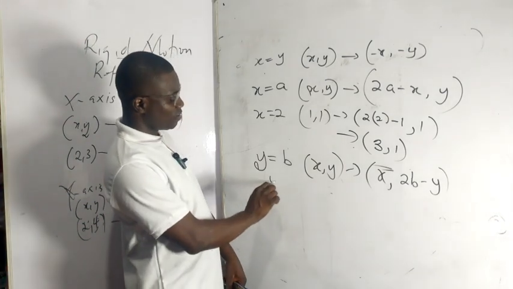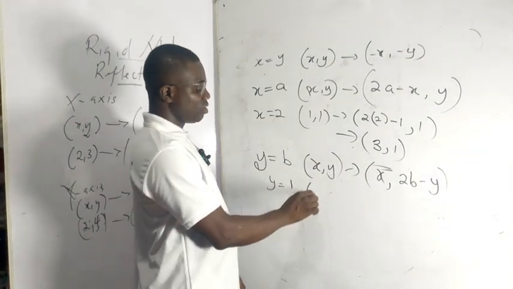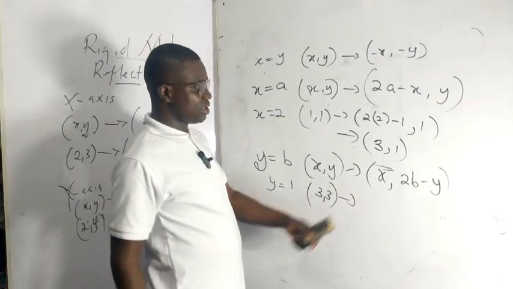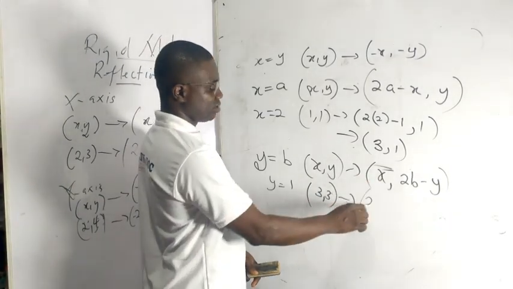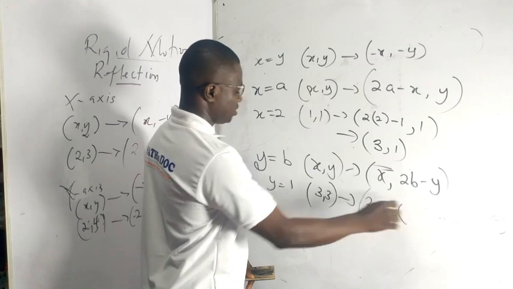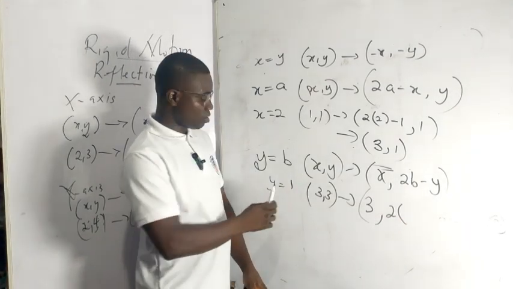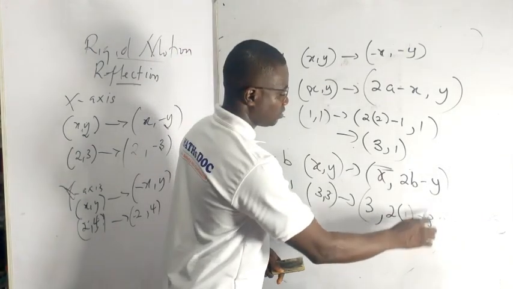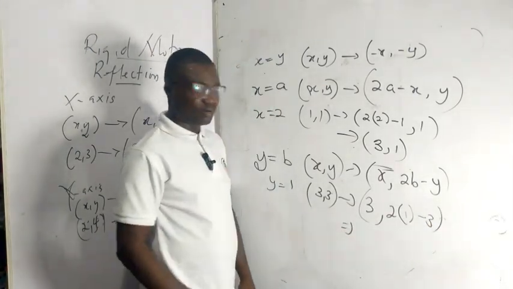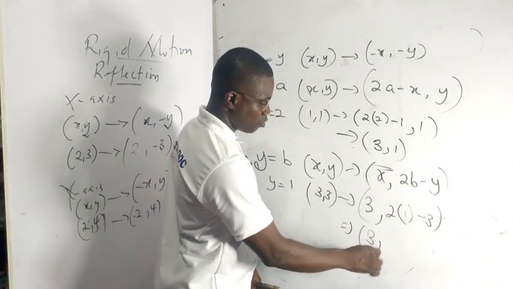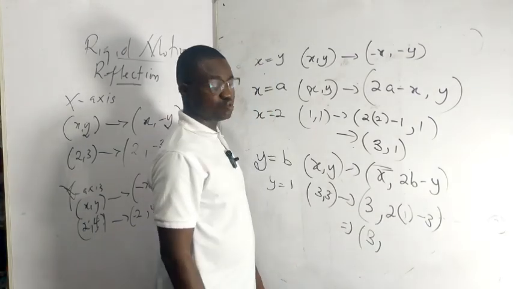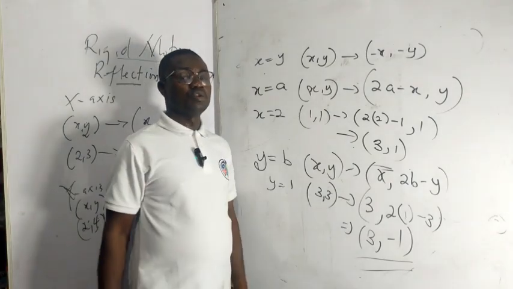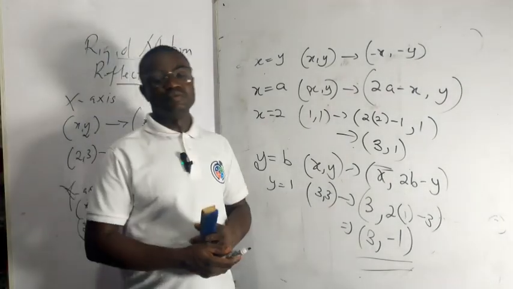So assuming you have y is equal to 1, and then you are reflecting a point 3 comma 3. You pick the x already, 3 comma 2b. Our b is 1, then minus 3. So simplifying, you have 3 comma 2 times 1 is 2, minus 3 is minus 1, and that will be your new point. I believe you get this rule.